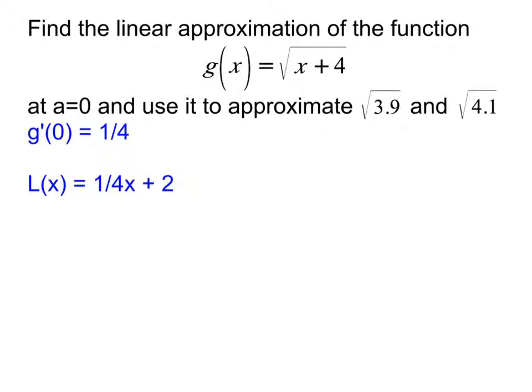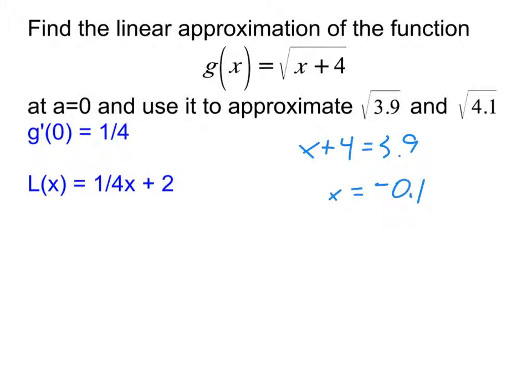And yet, I want to figure out the square root of 3.9 and the square root of 4.1. We don't have a conflict here. Let's see why. If you want to be using this equation to figure out the value of the square root of 3.9, what is x? What are you plugging in for x that would equal 3.9? Well, what plus 4 equals 3.9? Negative 0.1.